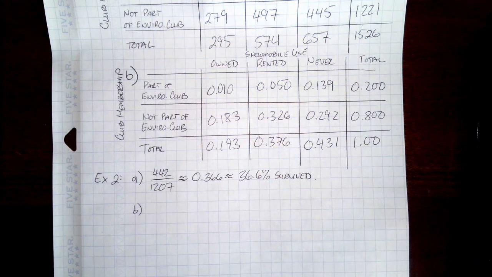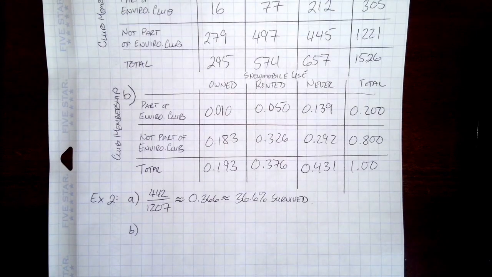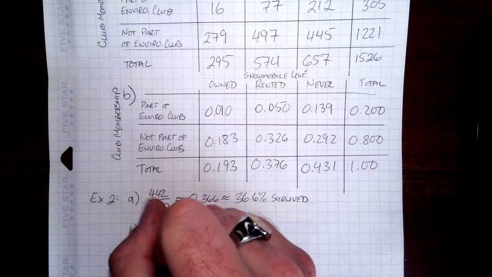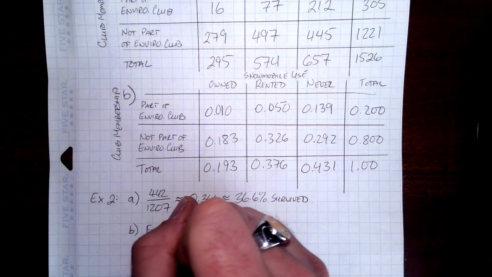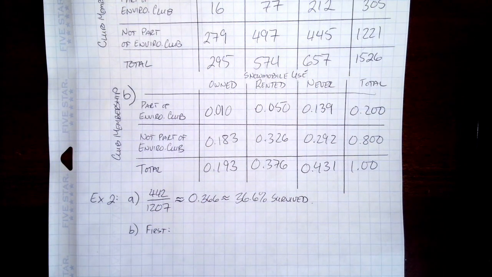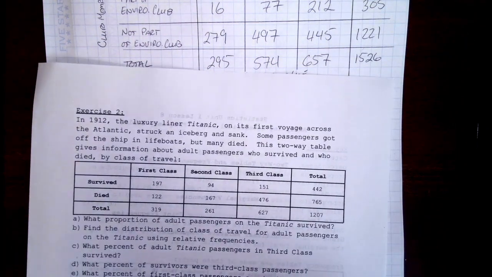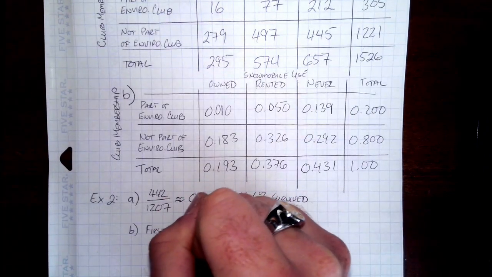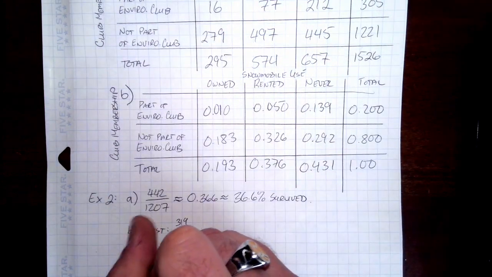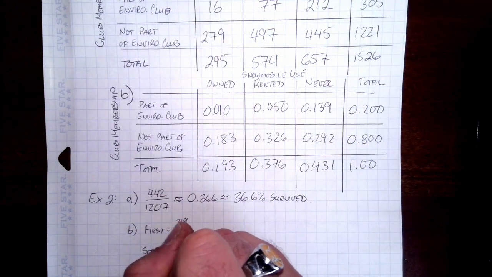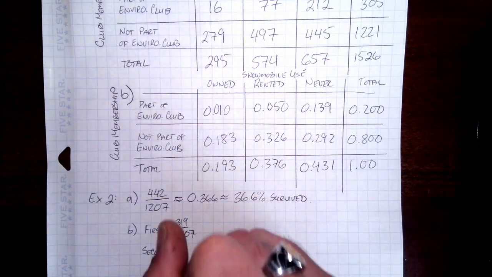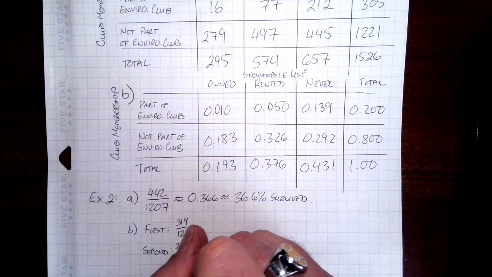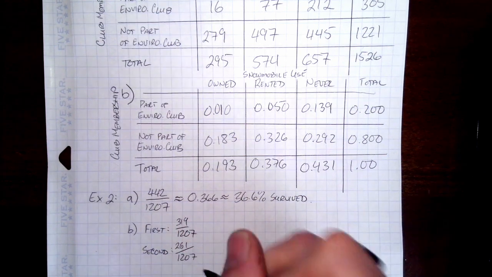Part B, find the distribution of class of travel. So, first, second, and third class, we're just finding the percentages for each. So, first class, there were 319 out of 1,207. Second class, there were 261 out of 1,207.